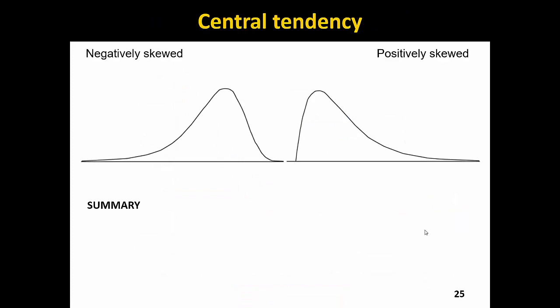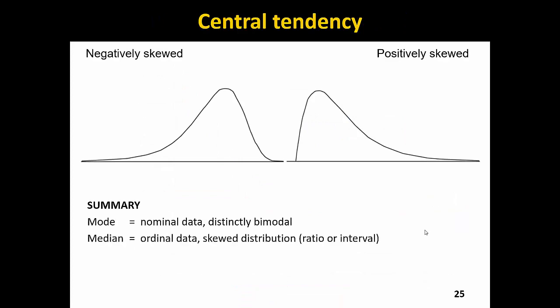So just to summarize the 2 types of skewed distributions and the use of central tendency. The mode is often used for nominal data or data that are distinctly bimodal. If we have ordinal data, or a skewed distribution with data that fit the ratio or interval category, we would use the median. And the mean is most commonly used when our data adequately approximate a normal distribution that is interval or ratio in nature.